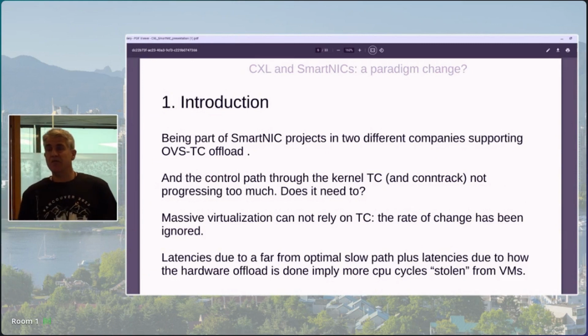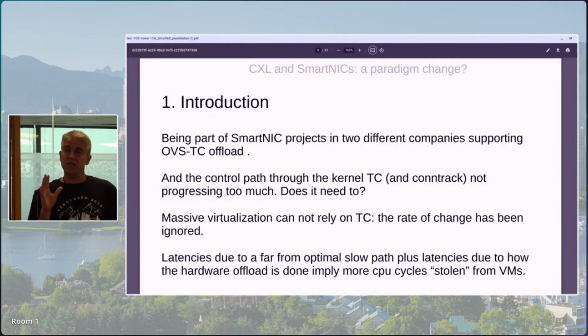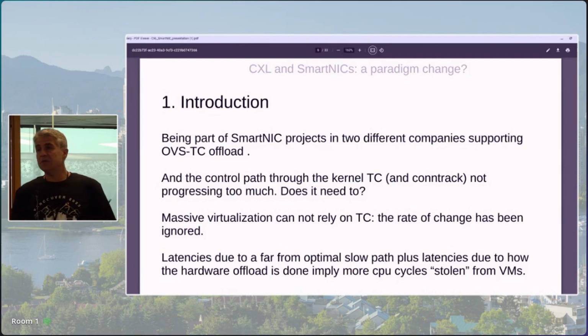Mainly because I think there was a misconception there that it doesn't take into account the rate of change of the things that need to be offloaded. Okay, so if you put that into the picture, TC is far from optimal. And so my main interest is about the offload, okay?